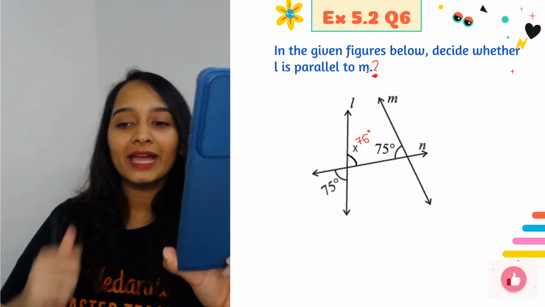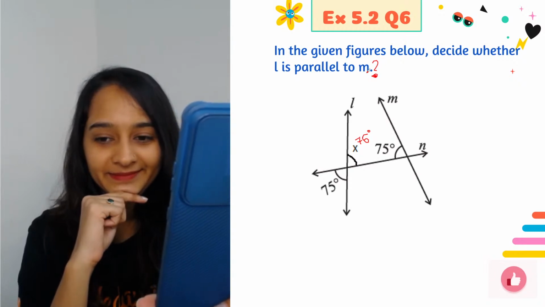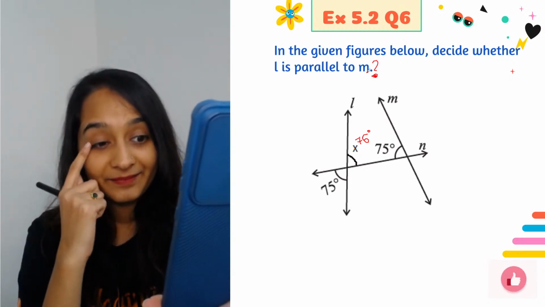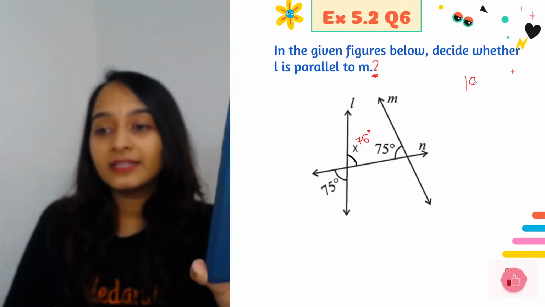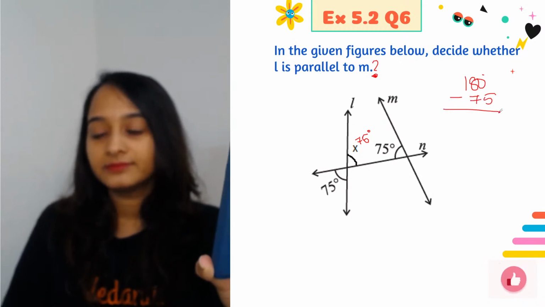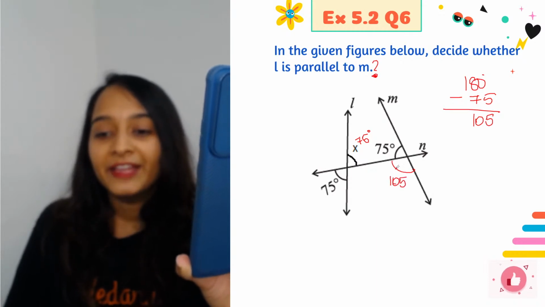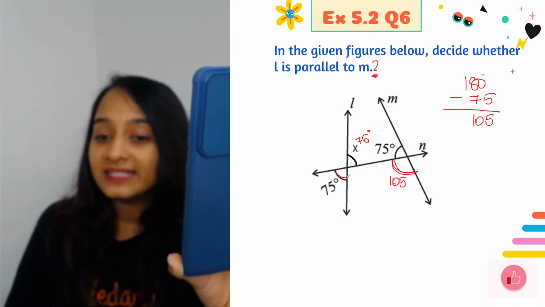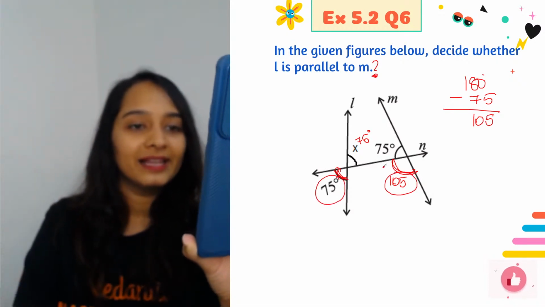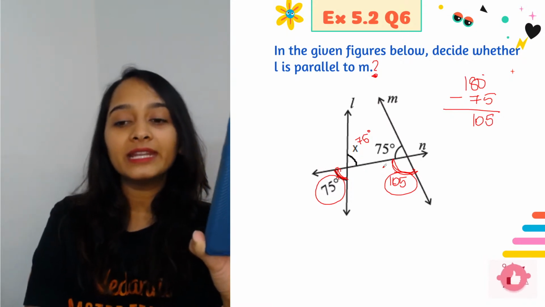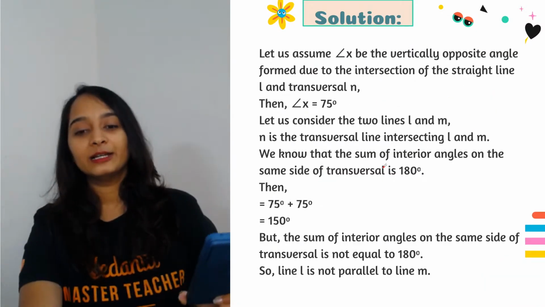No. Why? Give me a reason, Goku. Corresponding angles are not equal. Why? Because here, this angle would be 105. If this is 105, but this is 75, so your corresponding angles are not equal. Yes, alternate interior angles are also not equal. So they are not parallel to each other.